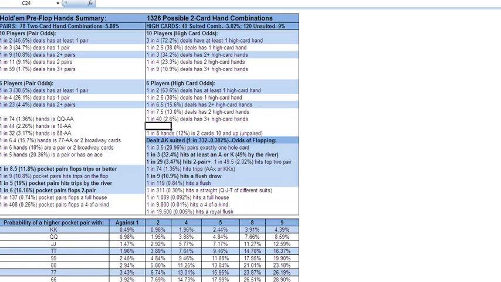1 in 3.5, 28, basically 29% of the time, the flop pairs exactly one hole card. Exactly one. 1 in 3, this magic number here, this 32%, hits at least an ace or a king, right? And 49% of the time, you're going to hit that ace or the king by the river, not knowing your opponent's hole cards.